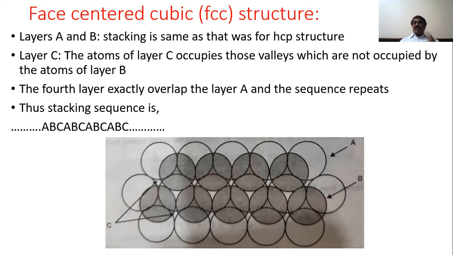So the important difference is that the hexagonal closed packed structure has the stacking sequence ABABAB, only 2 layers, while in case of the face-centered cubic structure, we have three layers.